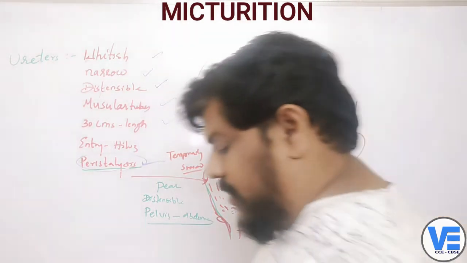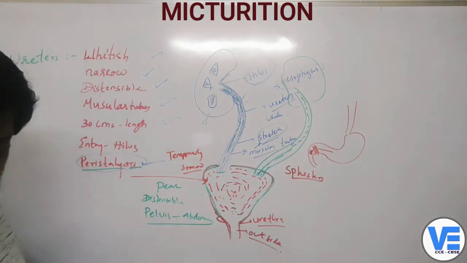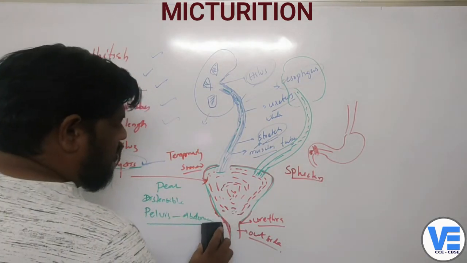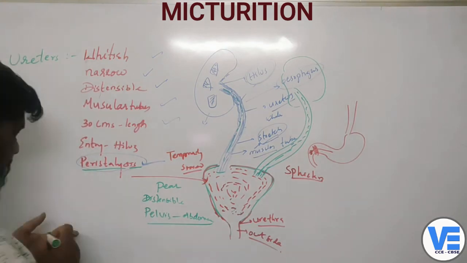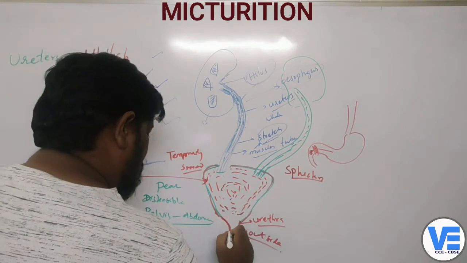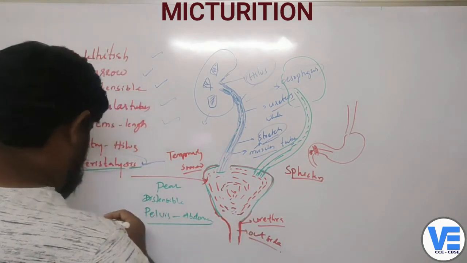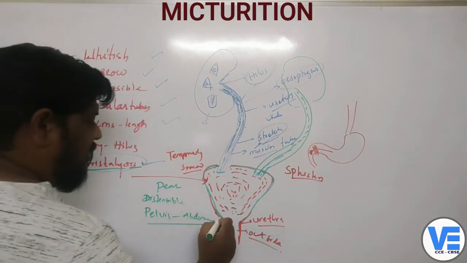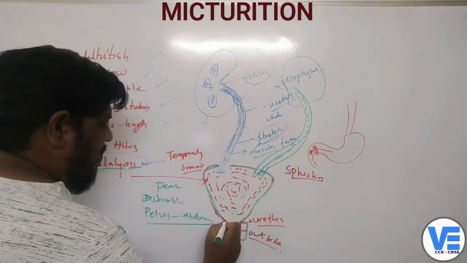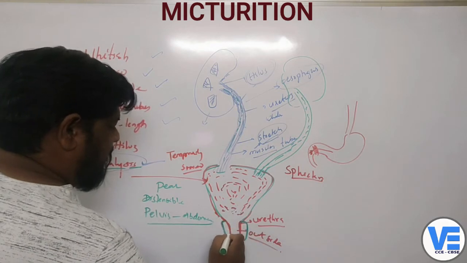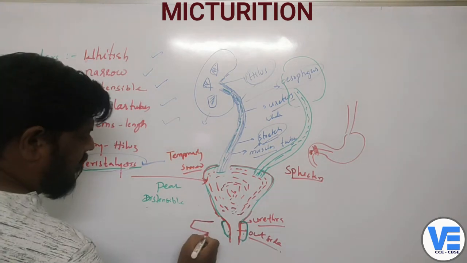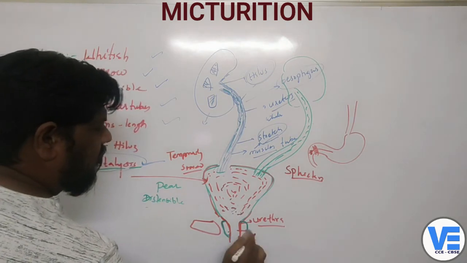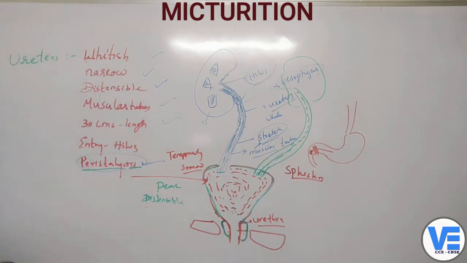So in the urinary bladder also, there are two sphincters. The first one is called the internal sphincter. It's a pair of sphincters, right? There are two internal sphincters like this, and then there are two external sphincters also like this.